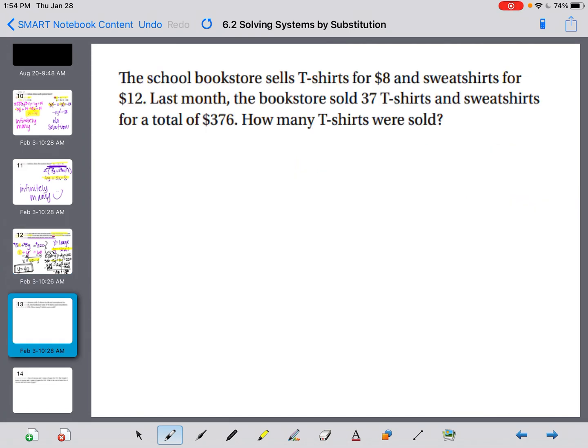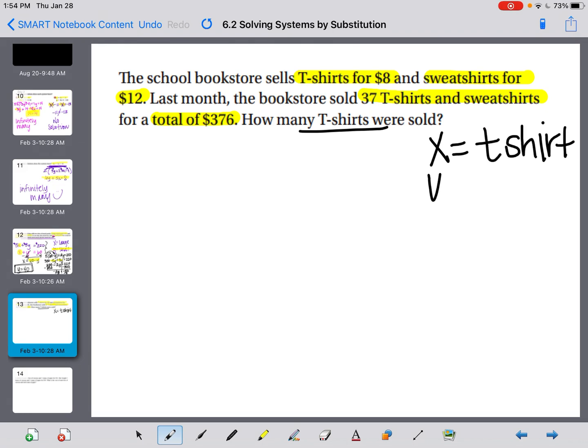Okay, this time a school bookstore is selling t-shirts for $8, sweatshirts for $12. Last month, the bookstore sold 37 t-shirts and sweatshirts combined for a total of $376. How many t-shirts were sold? Okay, so again, we're going to define our variables. They're selling t-shirts and sweatshirts, so I'm going to say X is my t-shirts, Y is my sweatshirts, and then we're going to write our equations.